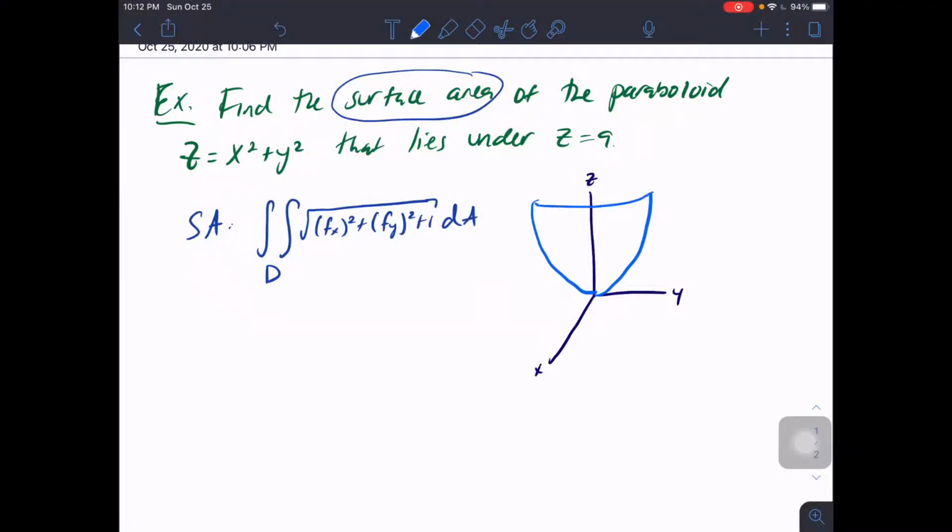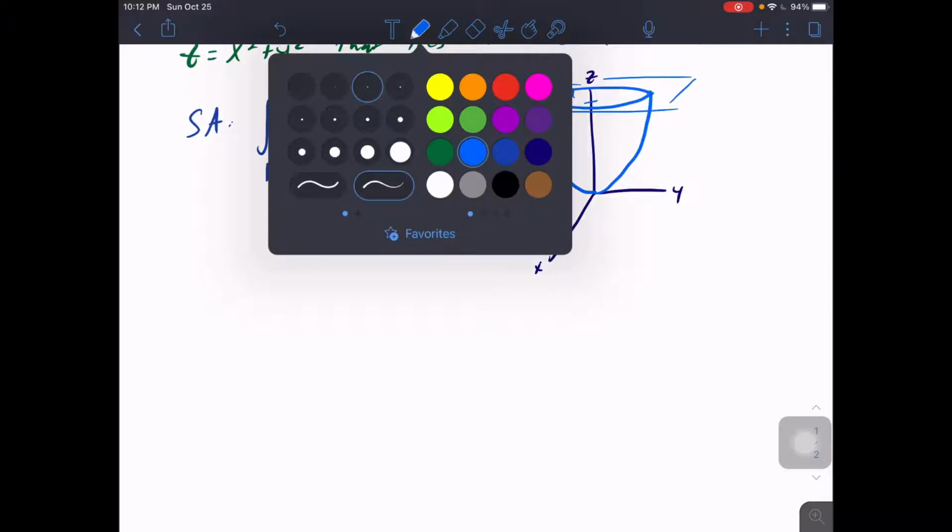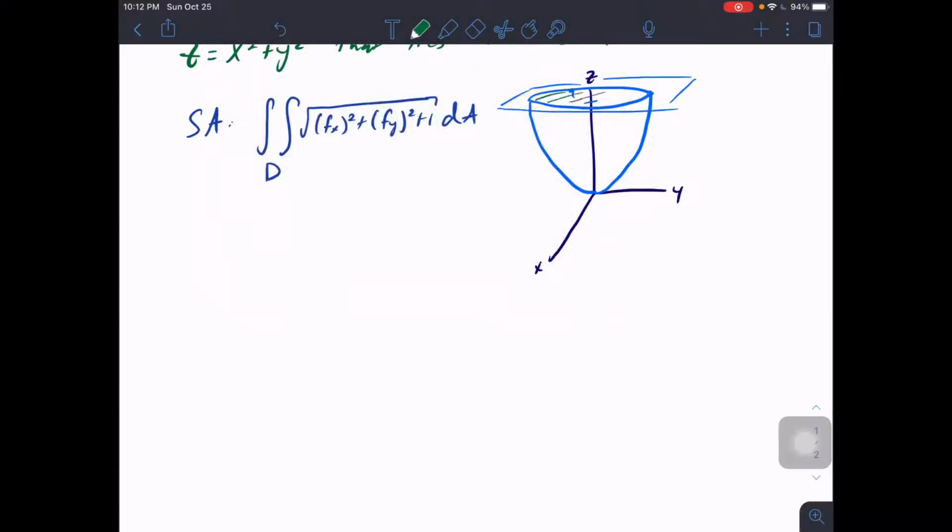Okay? Let me wait to draw this piece here. And it's going to intersect the plane z equals 9. So if 9 is right here, and there's that plane that intersects it, it's going to intersect at a nice circle here, because notice, if you let z equal 9 where they intersect, this would be 9 here, and so they're intersecting at this circle right here.